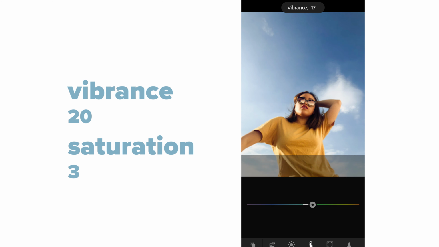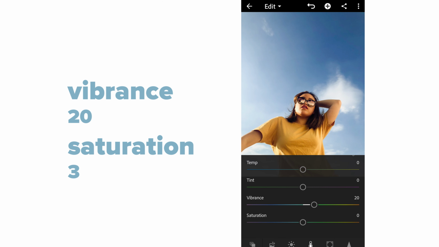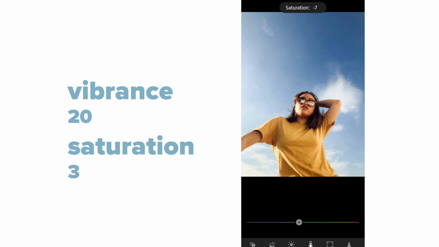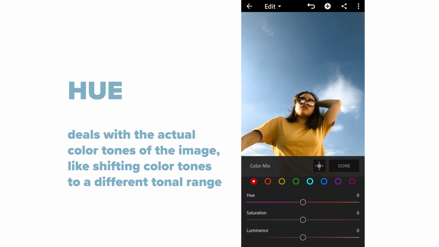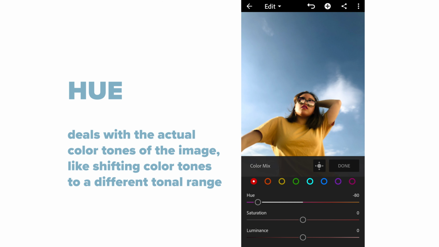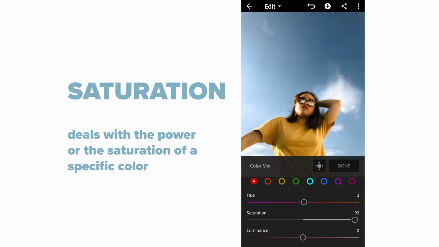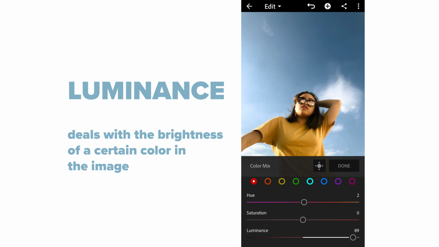For the brightness, I like to go over the saturation because brightness increases the least saturated colors in the image, whereas saturation simply increases the intensity of all colors simultaneously. There are three important parts of color mix. Hue is shifting color tones to a different tonal range. Saturation deals with the power of a specific color. Luminance deals with the brightness of a certain color in the image.